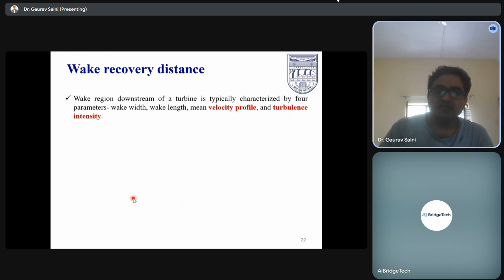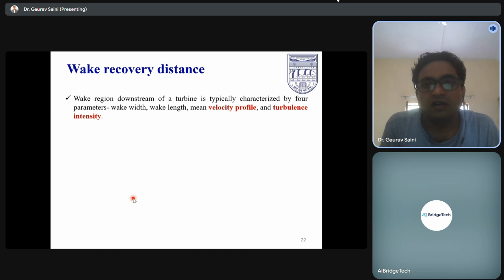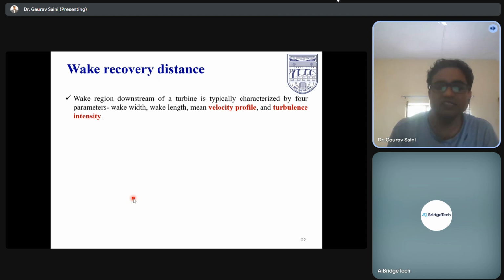So these are the wake recovery distances, because we need to have an array of the turbines. There are four parameters basically: the wake width, wake length, mean velocity profile, and turbulence intensity.